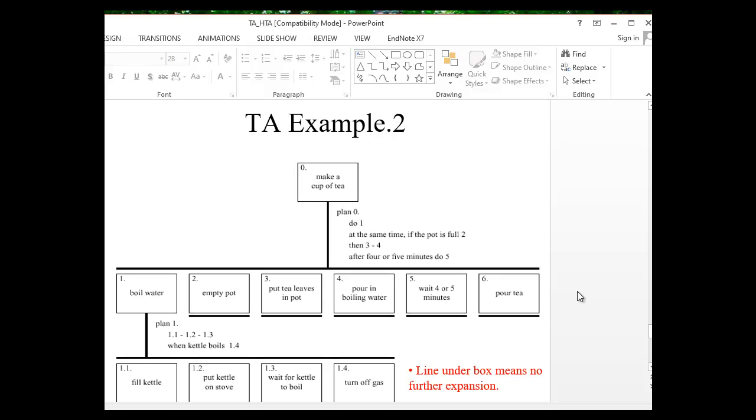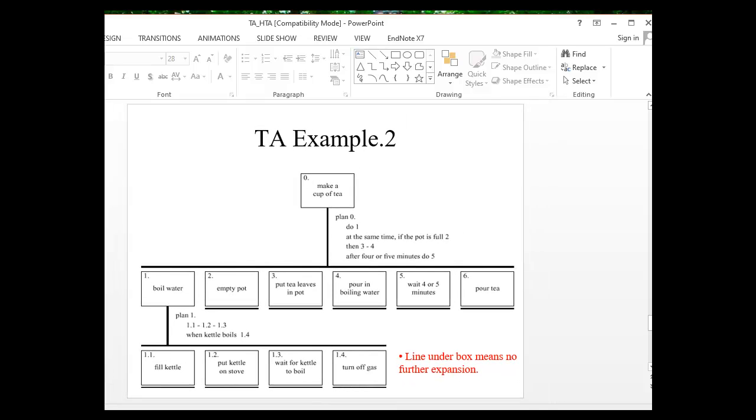This is a real life example, and you will write the steps for this example. I will explain briefly. The task is making a cup of tea. Boil water is the first step. Second, empty the pot and put tea leaves into the pot. Third step, pour in boiling water. Wait for 3, 4, 5, 6 minutes, and finally pour the tea.